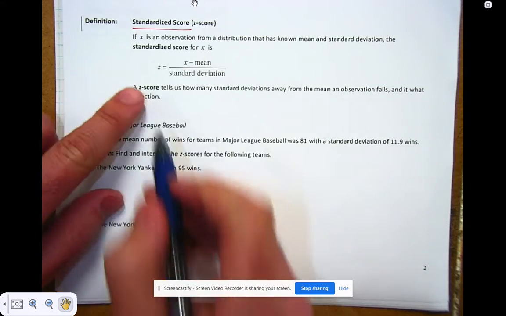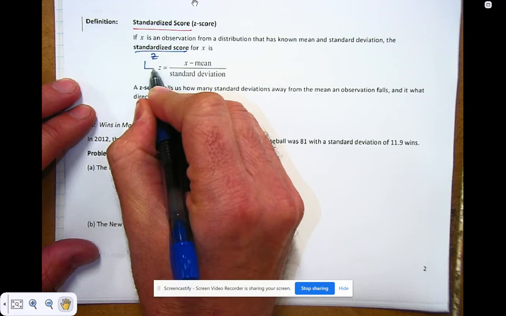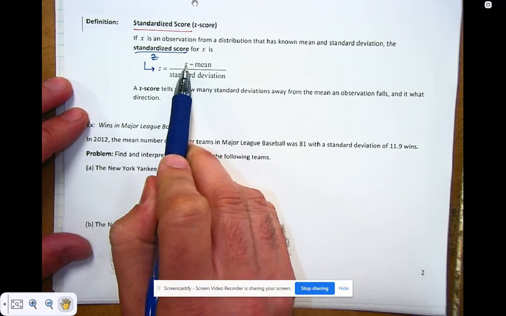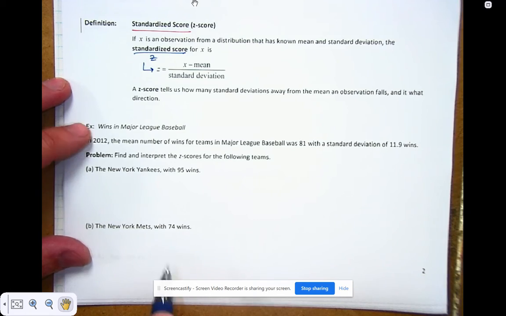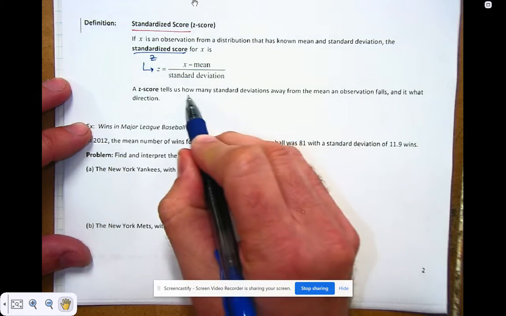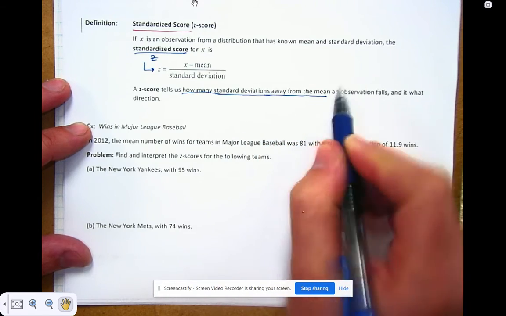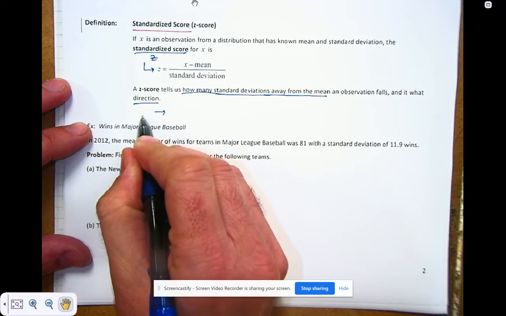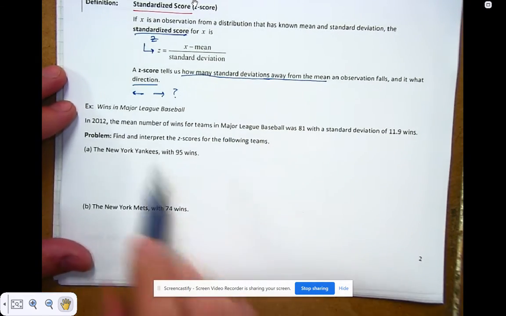And so that's this whole idea of standardizing a score: comparing it to the data that it has. And it's really easy. We're going to find a standardized score, which is this Z value. All you have to do is take the score, subtract the average, and divide by the standard deviation. And what does it do? It tells you how many standard deviations away from the mean and which way. Are we higher than the mean or lower than the mean?